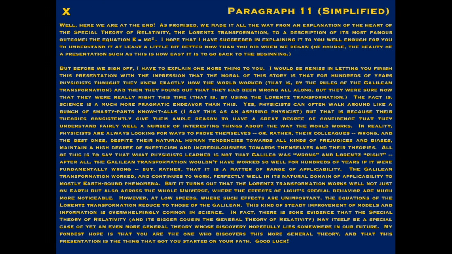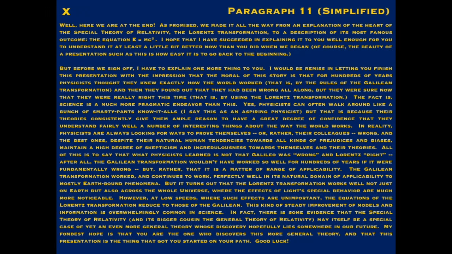Well, here we are at the end. As promised, we made it all the way from an explanation of the heart of the special theory of relativity, the Lorentz transformation, to a description of its most famous outcome, the equation E equals mc squared. I hope that I have succeeded in explaining it to you well enough for you to understand it at least a little bit better now than you did when we began. Of course, the beauty of a presentation such as this is how easy it is to go back to the beginning. But before we sign off, I have to explain one more thing to you.